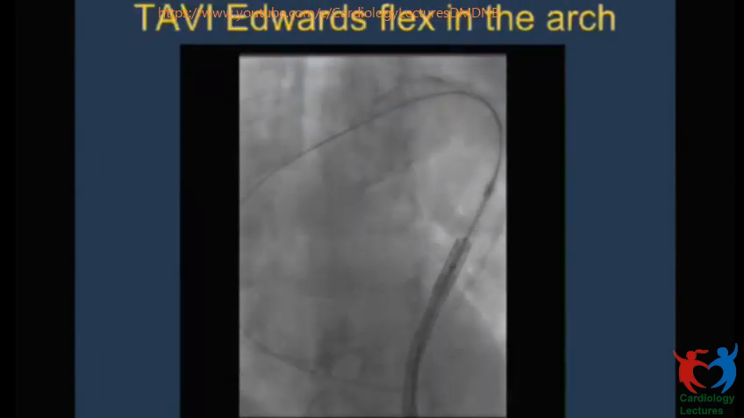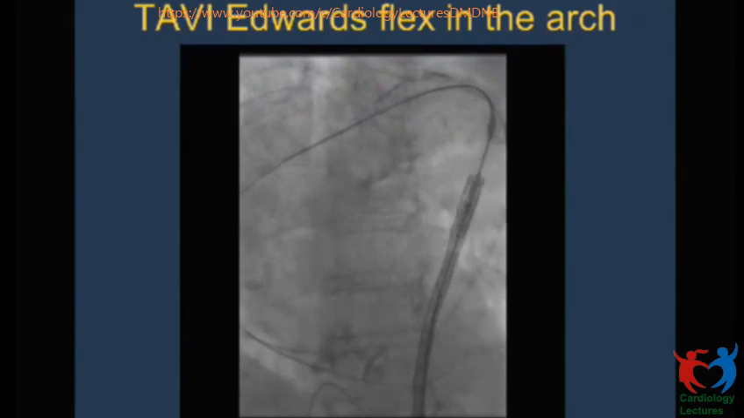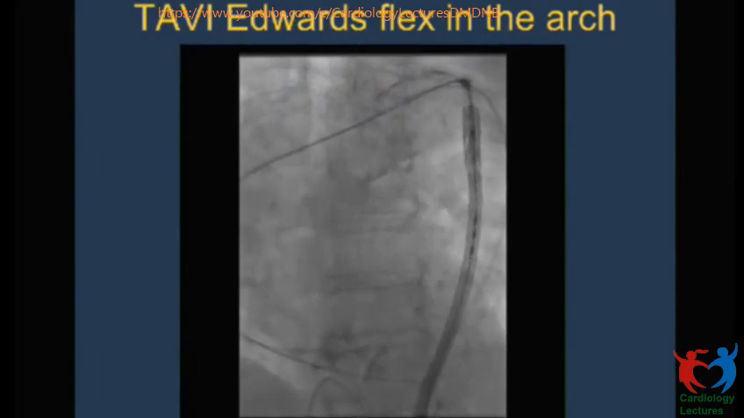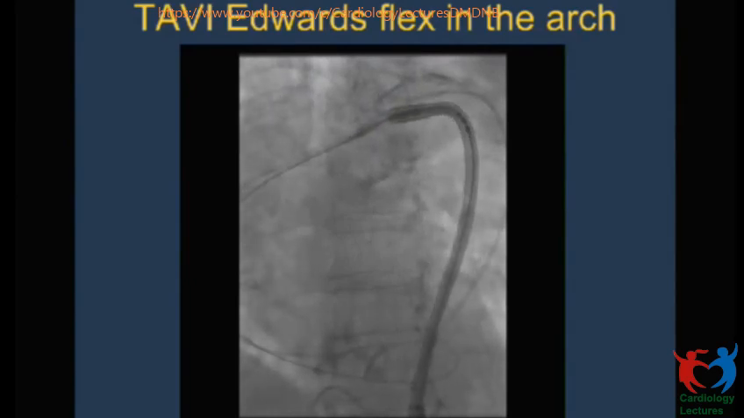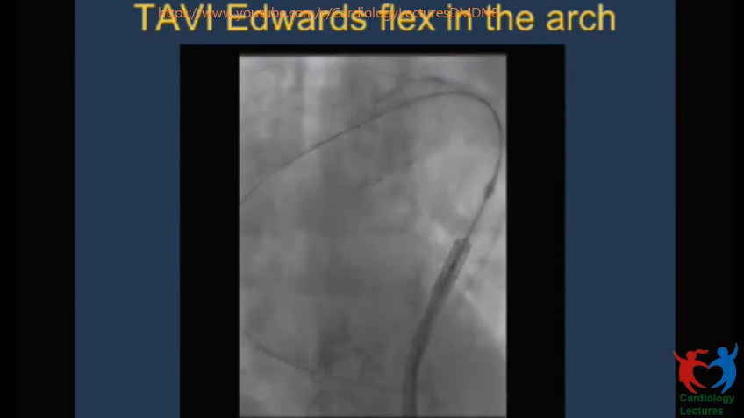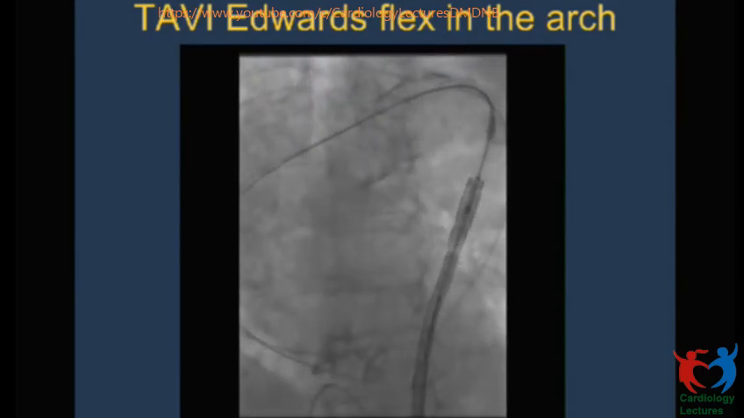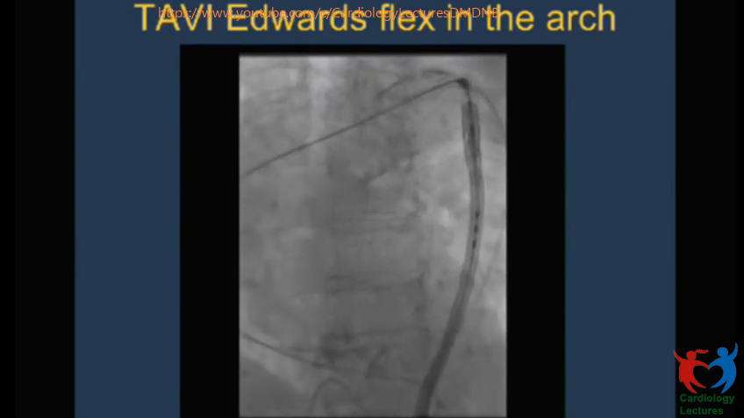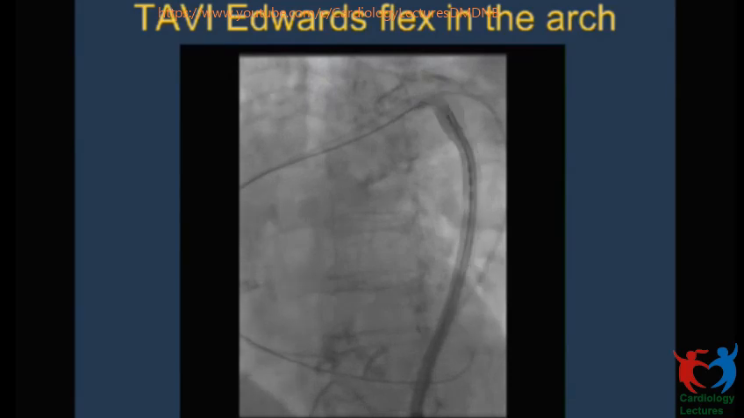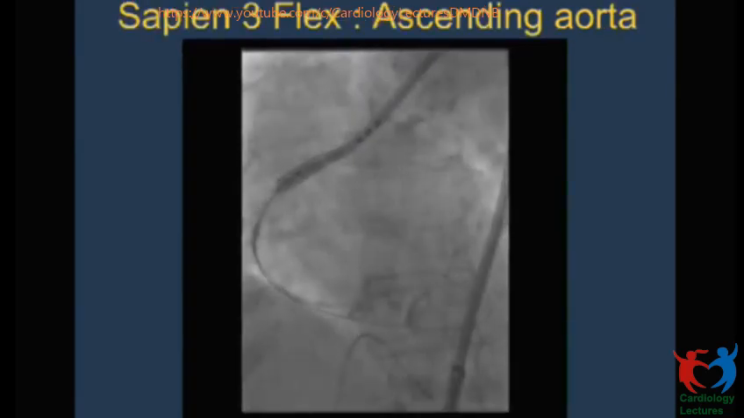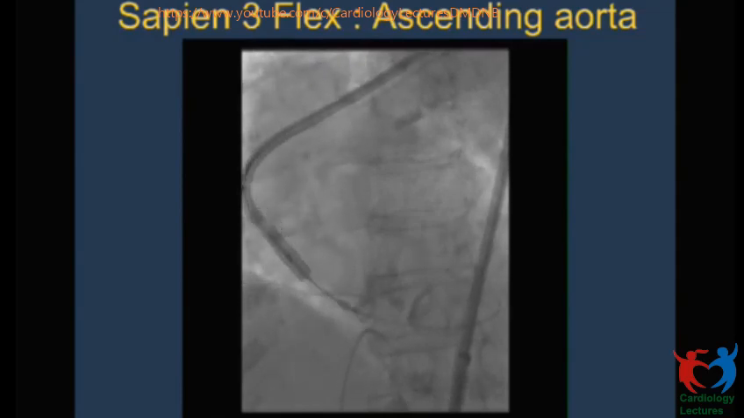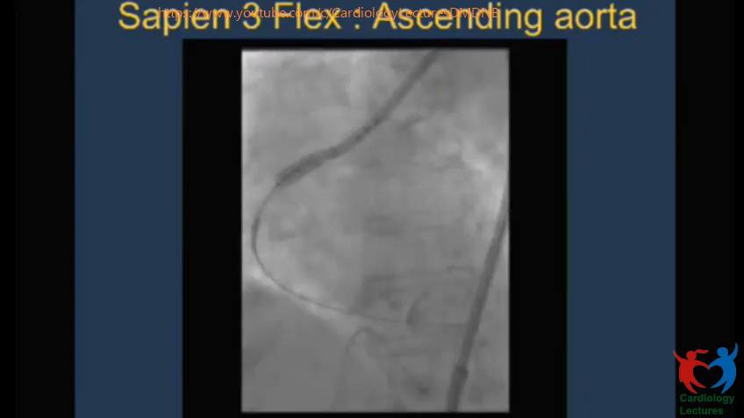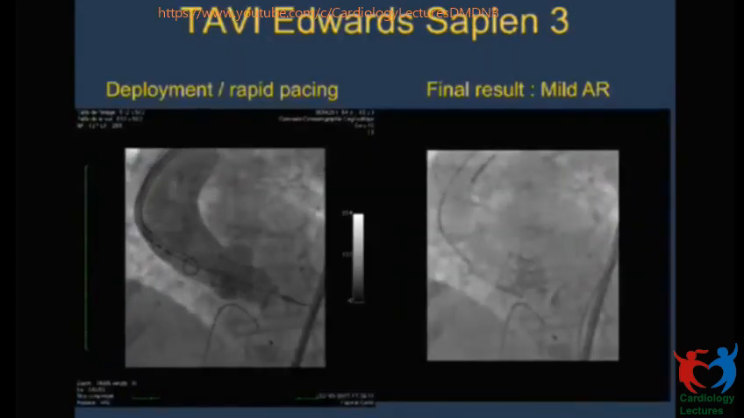Next step, you will cross the arch, and you will do what we call the retroflex in the arch. And please, here you see that the arch is very calcified, so you have to pull a little bit on your stiff wire so the nose of the valve doesn't touch the calcification too much. Then you will cross the calcified valve, and then you will do the rapid pacing and deploy the valve.